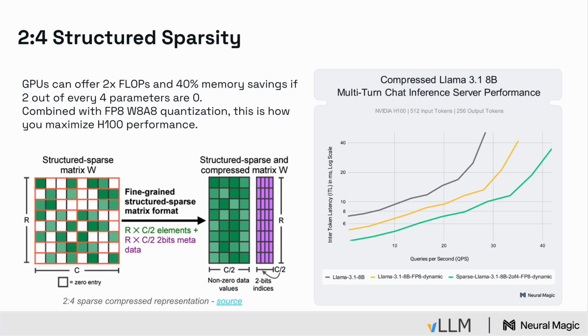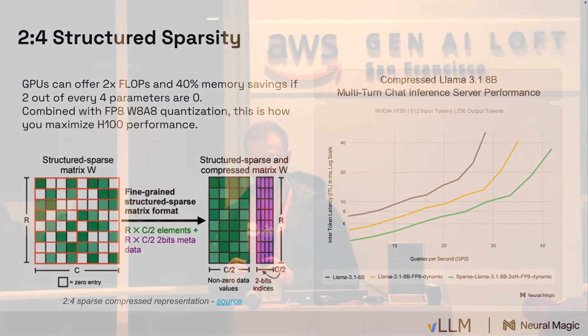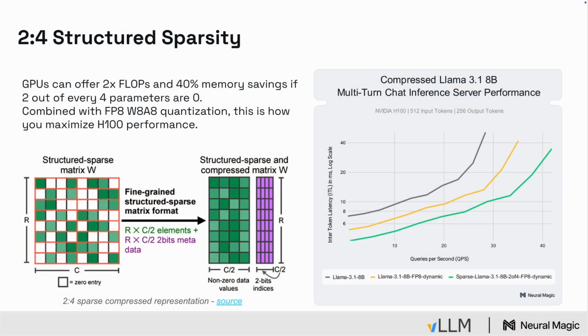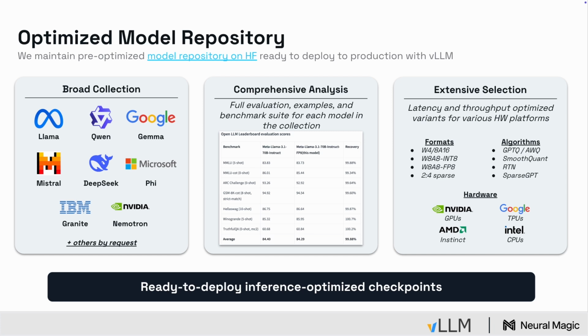On the right here, we have another chart where the black line is a dense unquantized llama. Then the yellow is an FP8 activation quantized llama. And the green is FP8 quantization with 2:4 sparsity. Here, we just see it's a benefit for your time per output token all the way, because we have better compute available, and we have lower memory bandwidth requirements.